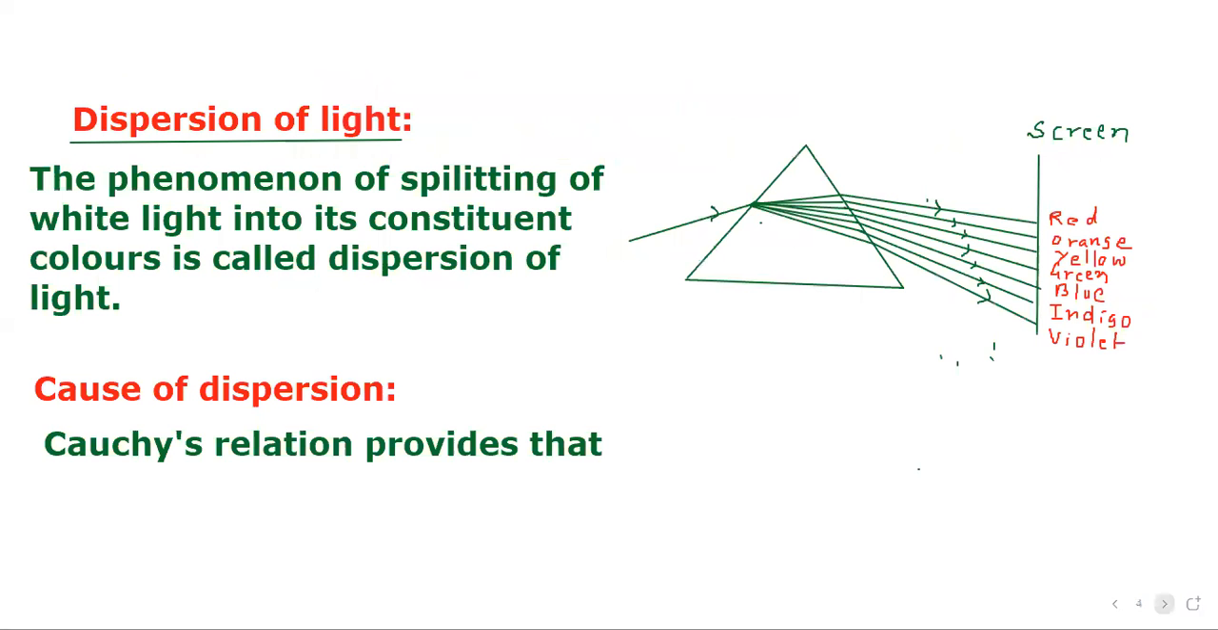Now let's see dispersion of light. The phenomenon of splitting of white light into its constituent colors is called dispersion of light. This is the prism, and this is white light. When it passes through it, it splits up into its constituent colors. They are memorized as VIBGYOR, that you have done in lower classes. The least deviated color is red, and the most deviated color is violet.